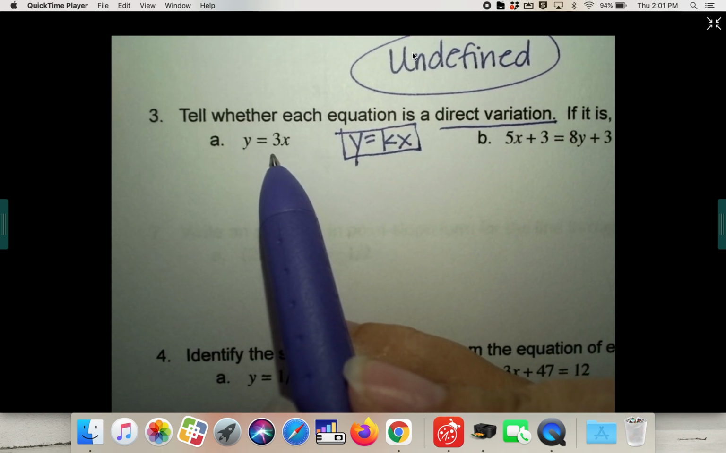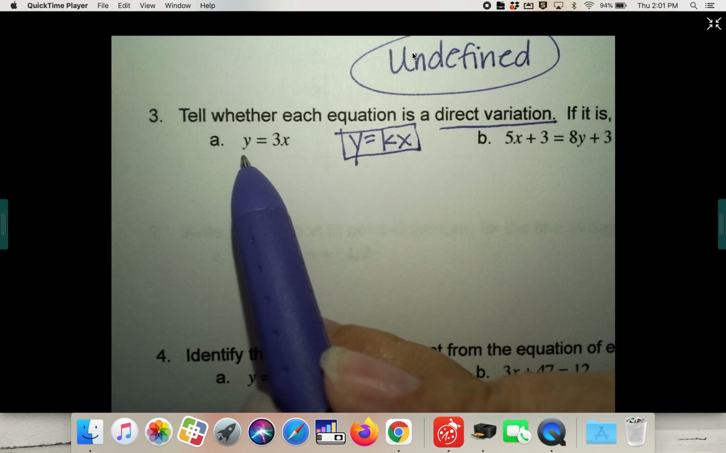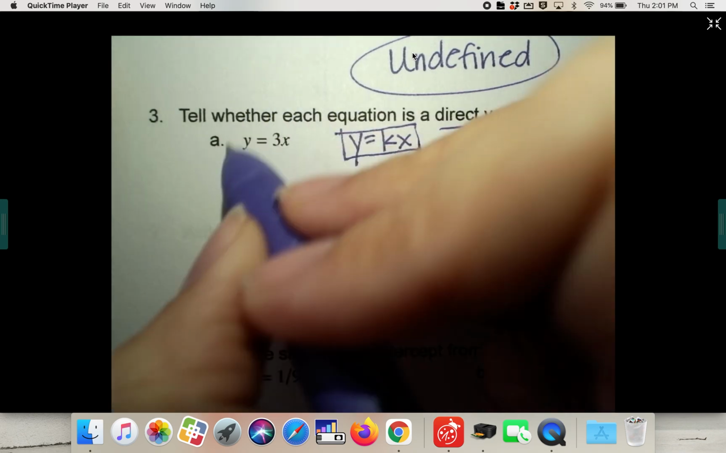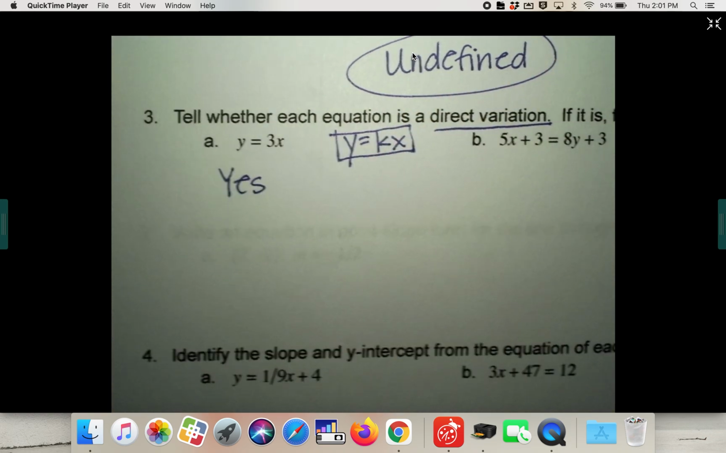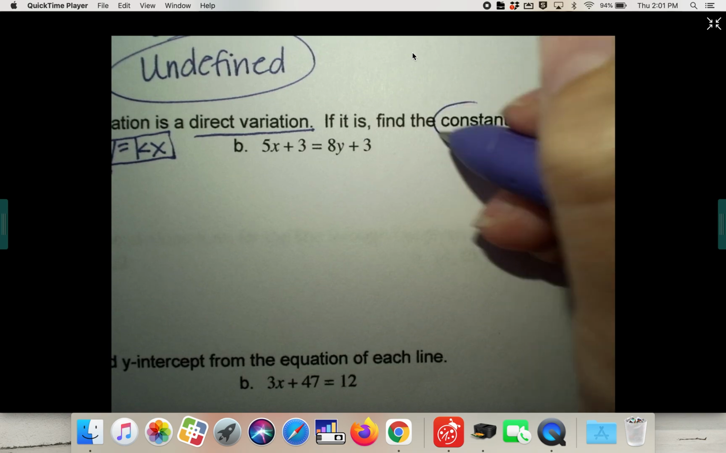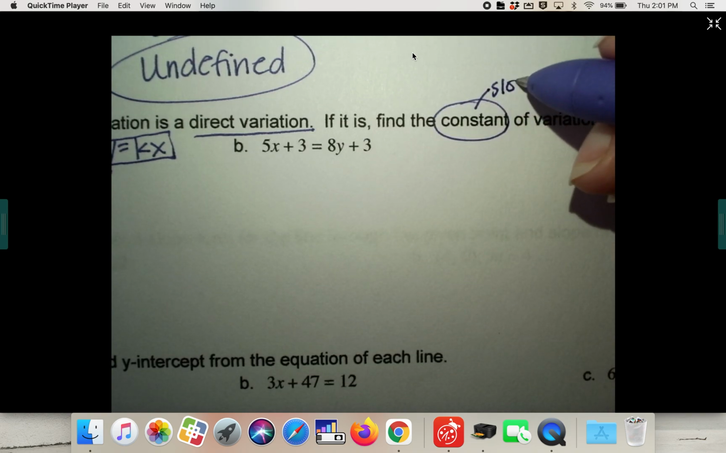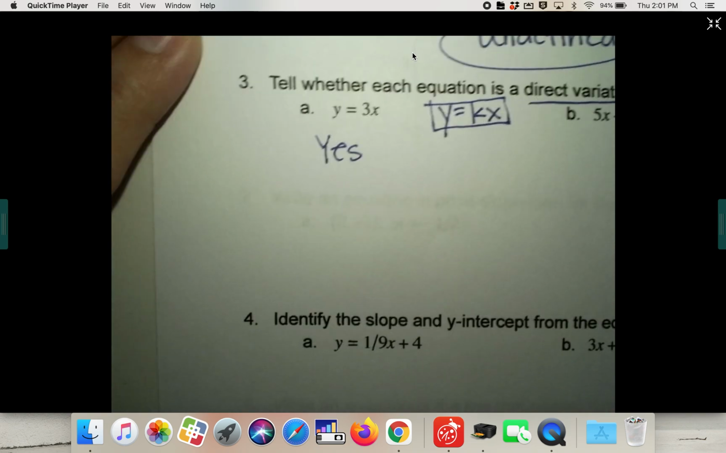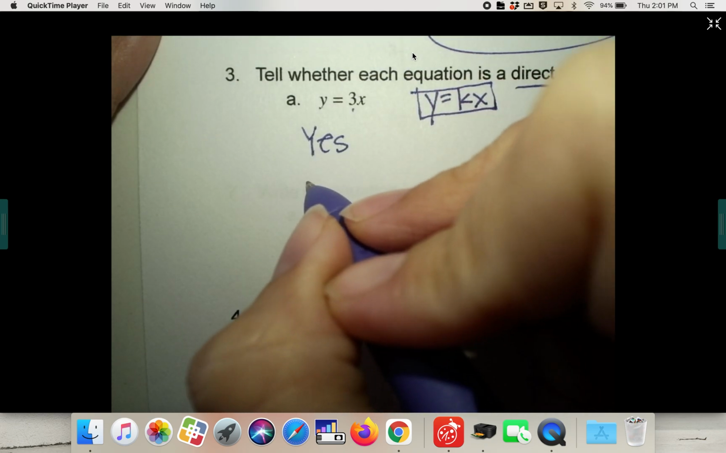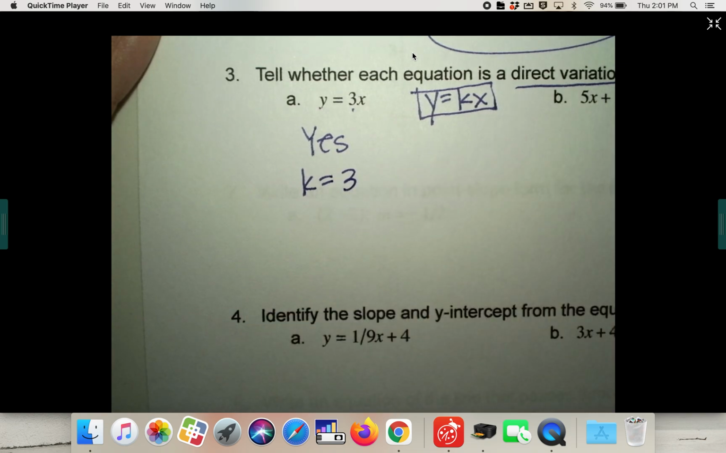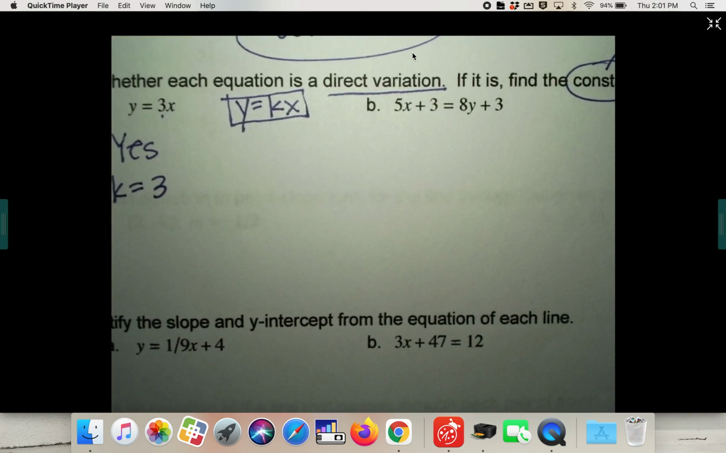Is this direct variation? Yes. Y is by itself. It's only the slope and x, and that's all there is to it. So this is a yes. And then it says, if it's yes, find the constant. Well, the constant is another fancy way of saying the slope. So find the slope or the constant. It would be 3. So the constant is 3. All right, let's check out B.